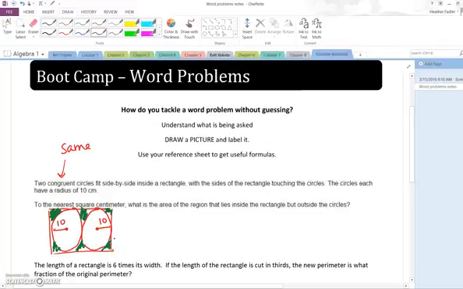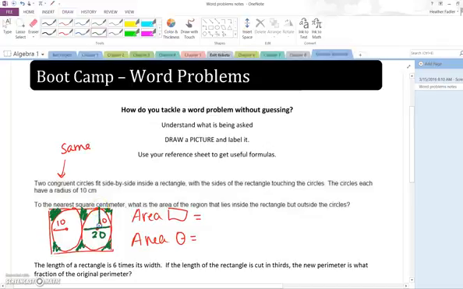All right, so we have two figures. When you have two figures, you need to find two different areas. We need the area of the rectangle, and we also need the area of the circles. So we need some lengths. Let's look at our circles. We know that the radius is 10, so the diameter of this circle would be 20.